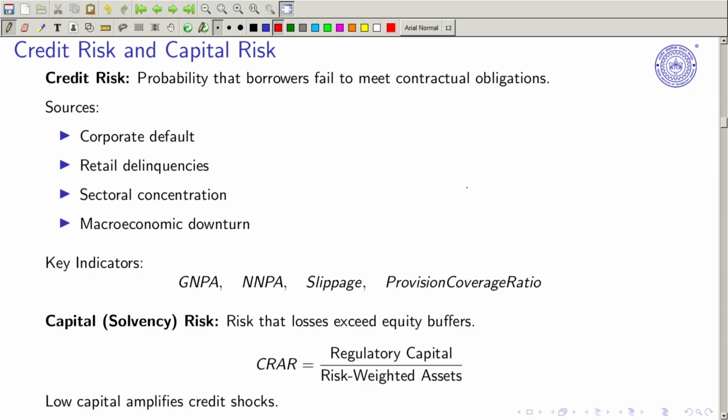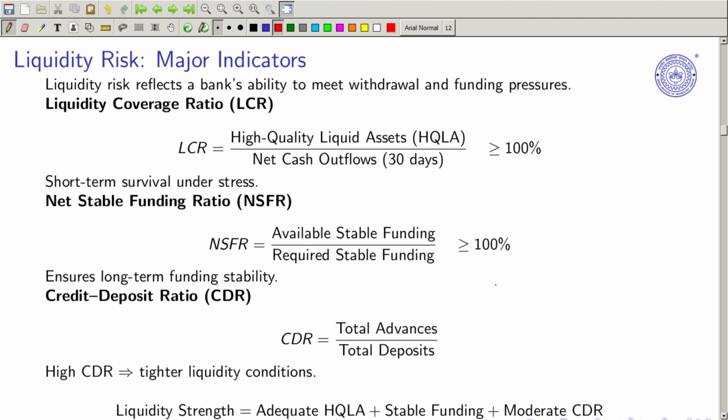So one is the corporate default. As I mentioned, these are the sources of the credit risk. One is the corporate default, second is the retail delinquencies, sectoral concentration, and macroeconomic downturn. Then here we have the gross non-performing assets, net NPAs, slippage and provision coverage. And then we saw the CRAR, regulatory capital upon the risk weighted assets, that is, how much is the risk and how much is the capital that the bank has, which abides by the government or the central bank.